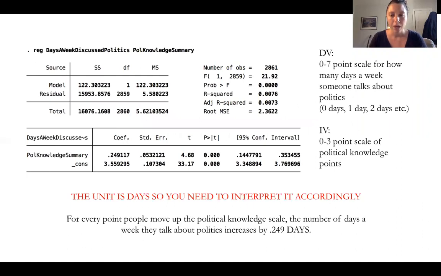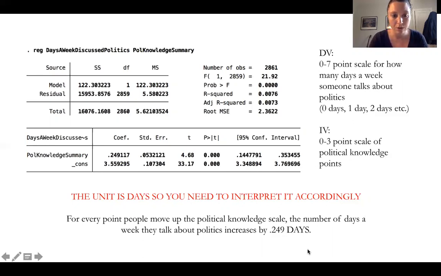So for example, here I have a dependent variable that is 0 to 7, and each point on that scale represents how many days people talk about politics a week. So people that choose 0 talk about politics 0 days a week. People that choose 1, 1 day a week, 2, all the way up until 7. That's our dependent variable. And our independent variable is the political knowledge scale that goes from 0 to 3. So now we have a dependent variable, and the unit is not degrees like a feeling thermometer. The unit is days. So you need to interpret that accordingly.